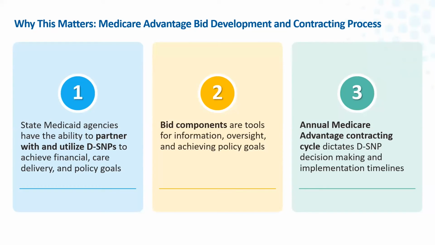Third, the annual Medicare Advantage contracting cycle dictates D-SNP decision-making and implementation timelines. This is particularly important when states partner with D-SNPs to further integration of materials, benefits, and care management models. The timeline also influences state and plan efforts to build or enhance integrated programs. Medicare Advantage organizations need a long runway to implement changes due to the Medicare Advantage bid timelines and the nature of the annual contracting cycle. States with integrated programs can align their Medicaid contracting cycle with Medicare cycles to promote or simplify enrollment.